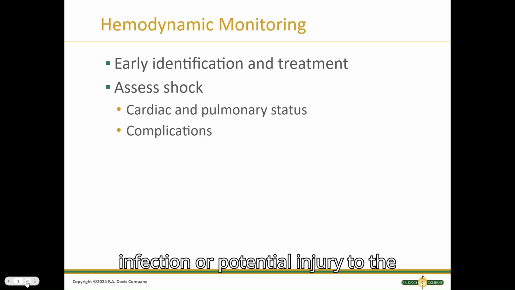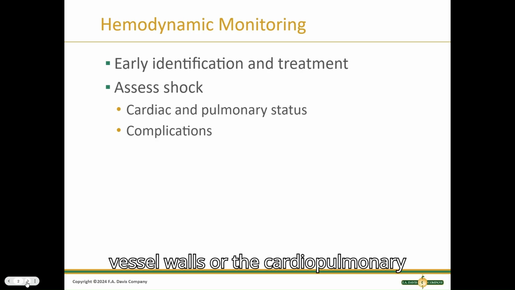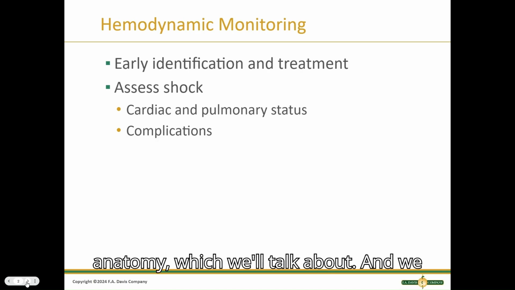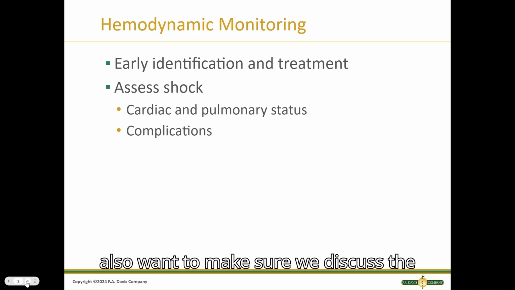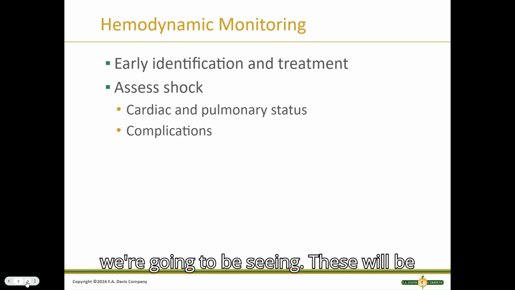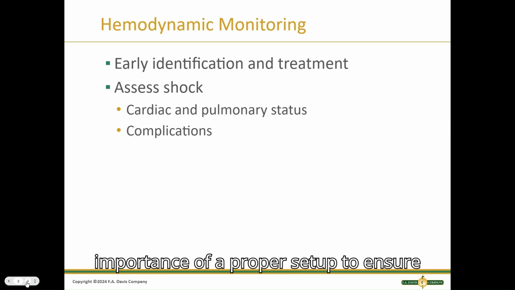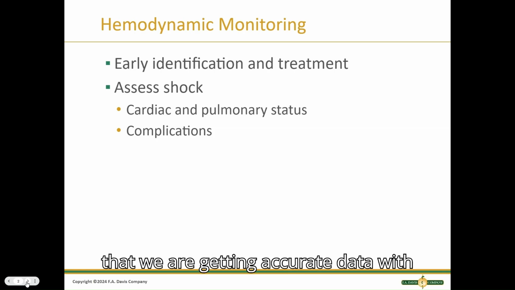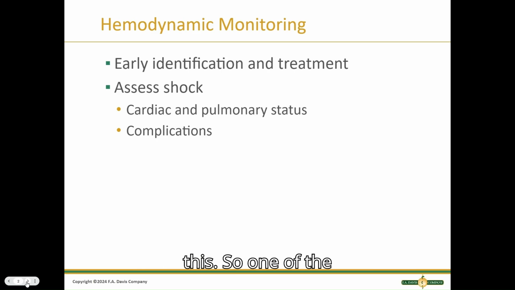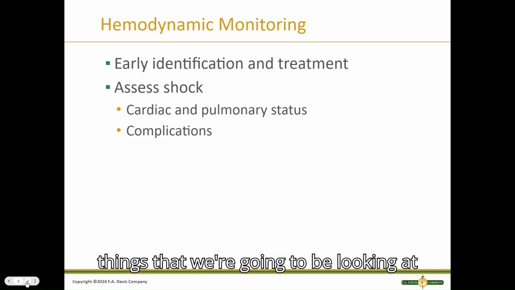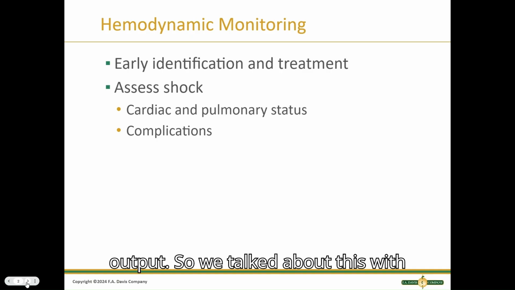Now, even though this provides us with better data, there are still a lot of risks associated with it, such as infection or potential injury to the vessel walls or the cardiopulmonary anatomy, which we'll talk about. And we also want to make sure we discuss the different types of measurements that we're going to be seeing. These will be shown as waveforms on a cardiac monitor, how we're looking at them, and the importance of a proper setup to ensure that we are getting accurate data with this.